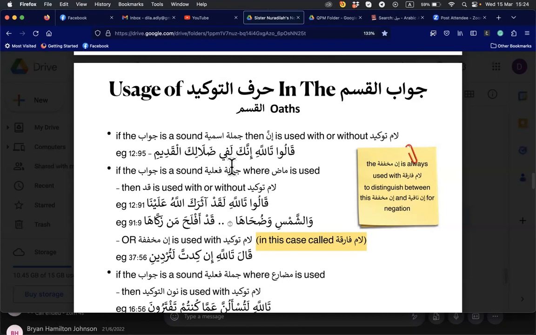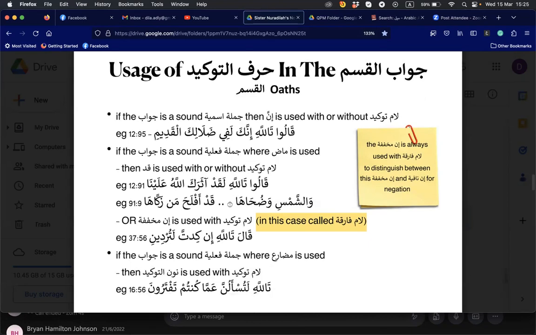Muzahlaqa. This lam is called lam muzahlaqa. So inna will always come in a jawab qasam if it's a jumlah ismiyah, and then it can be used with or without the lam tawkid. But inna will always be there if it's a jumlah ismiyah. If the jawab is a jumlah fi'liyah, a sound jumlah fi'liyah, sound meaning no negation, no question, no prohibition, all that.